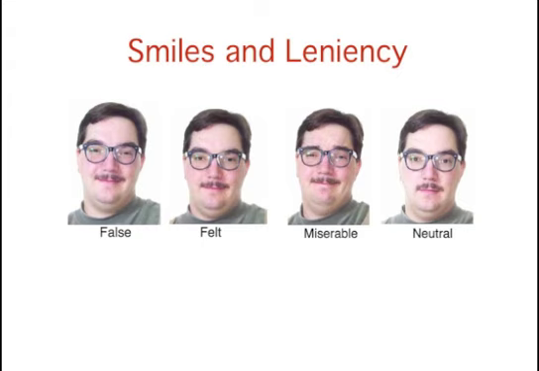This can be seen best by example. In the smiles and leniency case study, the effect of different types of smiles on the leniency shown to a person was examined. 4 different types of smiles, neutral, false, felt, and miserable, were investigated to see how they might attenuate judgments of possible wrongdoing.